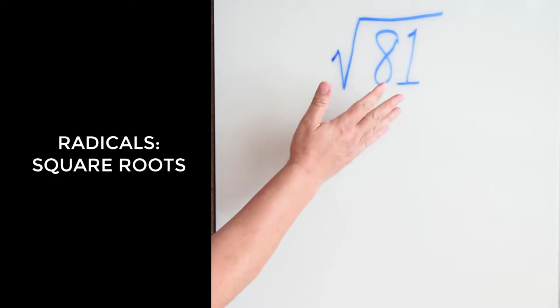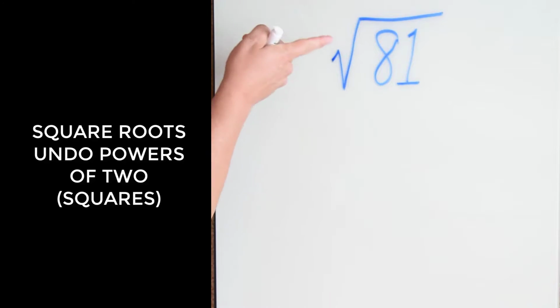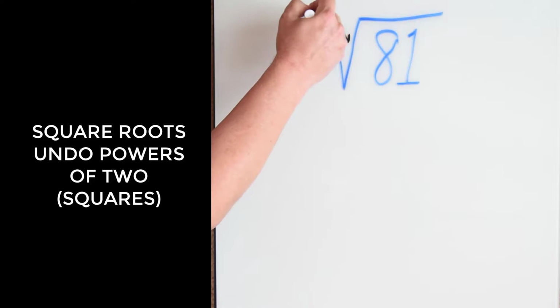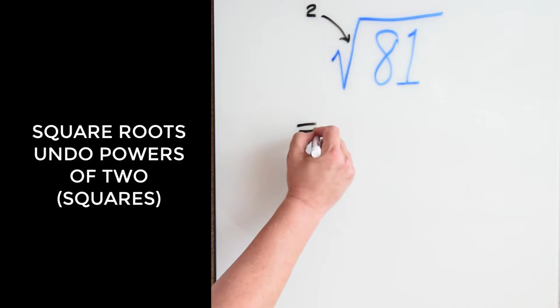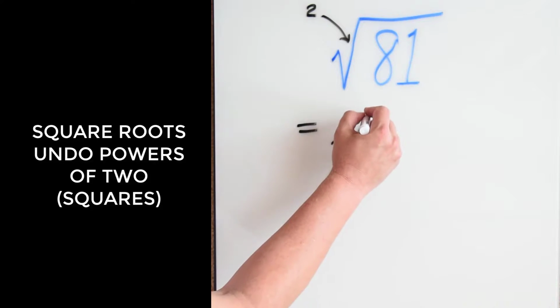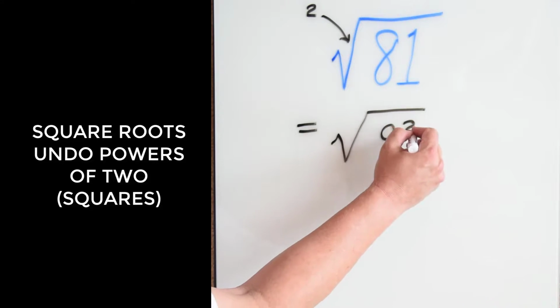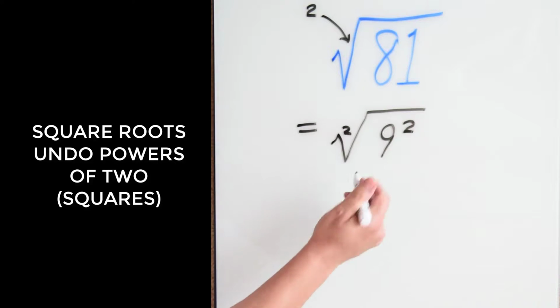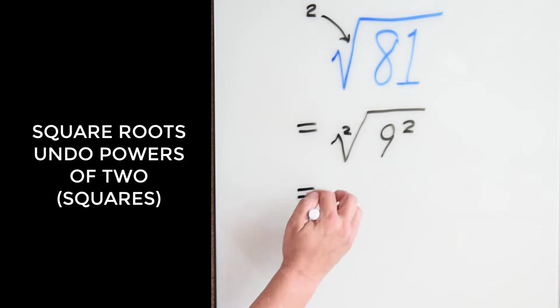What is a radical? Let's take a look at this one. This is a square root. A radical is really just the inverse function of squaring. The index here is 2. So a square root undoes anything squared. It's like a vacuum cleaner that vacuums up powers of 2.